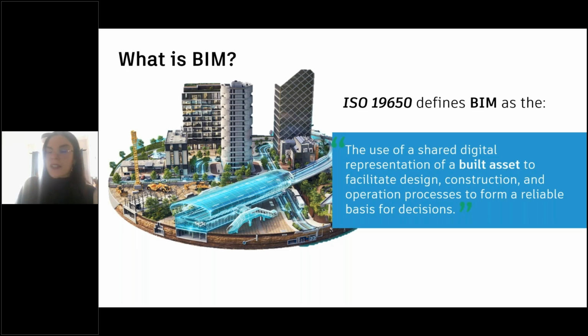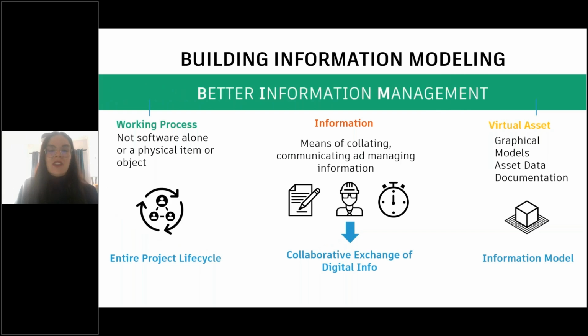If this definition doesn't make a lot of sense, or if you are already very familiar with BIM, I always like to break it down and say, instead of thinking about building information modeling as BIM, think about it as better information management. Because there really are three key components to BIM. First of all, it is a working process. It is not a piece of software. It is not a BIM model. It is a process, ideally a process that should go the entire project lifecycle.